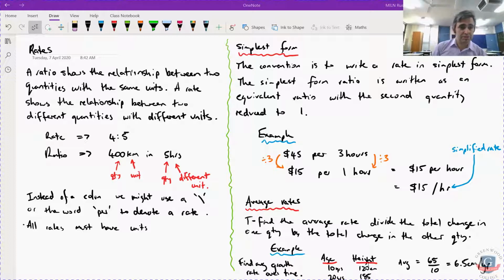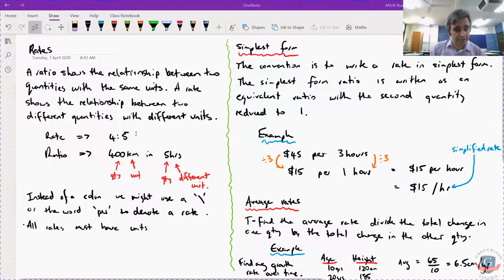So let's start with ratios. We know a ratio shows the relationship between two quantities with the same units. So we've looked at lots of ratios in the past and things like 2:3. Now we're looking at rates, which is a little different because unlike with a ratio where we have the same units on both sides of the colon, a rate shows a relationship between two different quantities with different units.